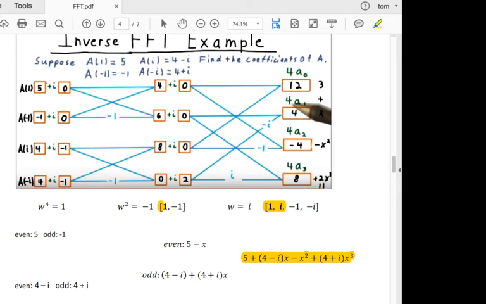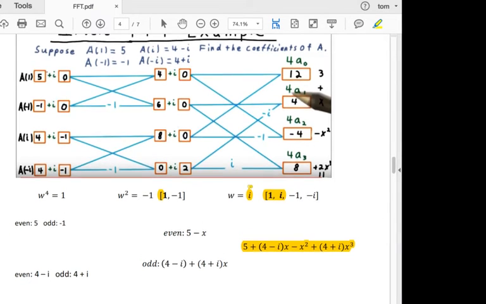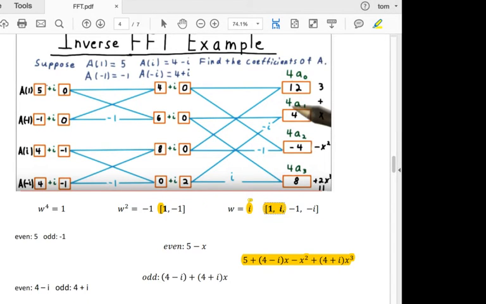And for this part, shouldn't they be using... Oh, yes, I think so. Here the omega should be minus i. Yeah, you're right. I think it's a typo. Oh my god, I will change this. It should be minus i.